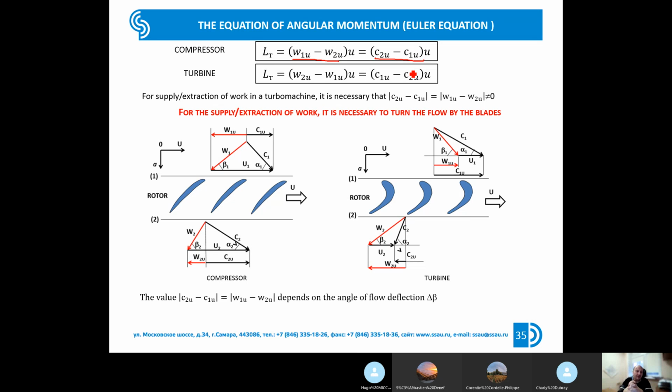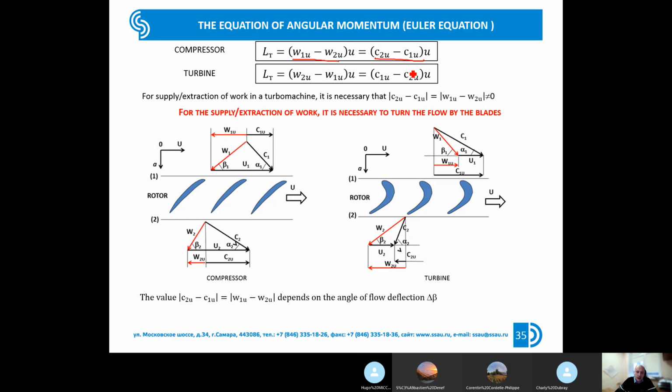So, in other words, the main function of the blades is to provide turning of the flow. And finally, it will lead to the energy exchange between the blades and the flow. So I hope I have explained why we need to use the blades. Blades direct the flow and lead to the turning of the flow.